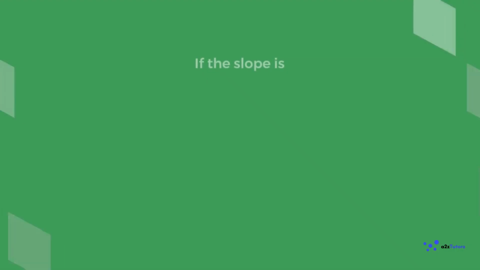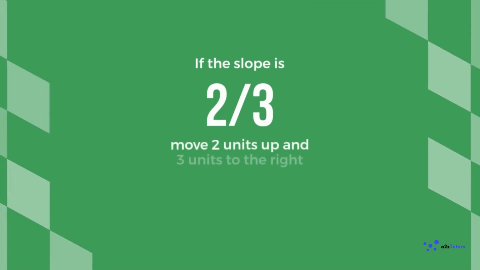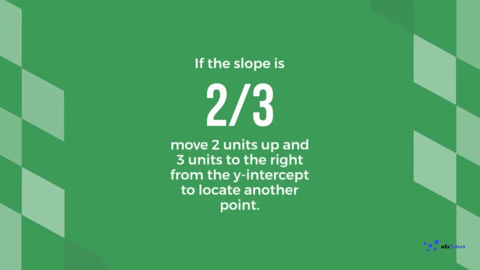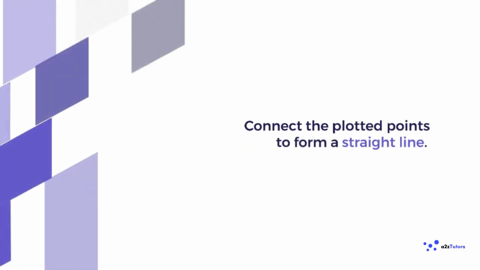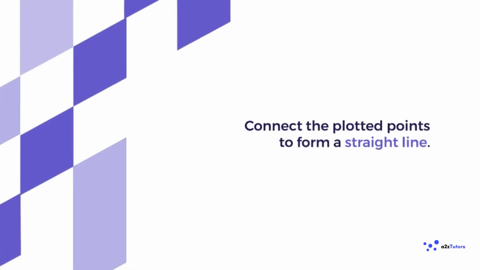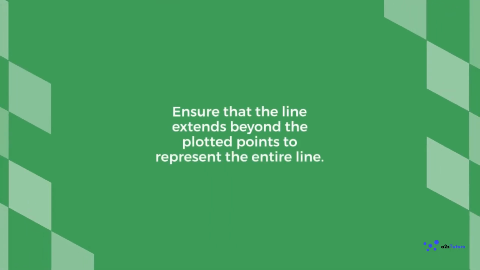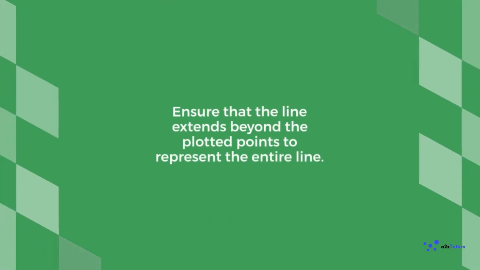For example, if the slope is 2/3, move 2 units up and 3 units to the right from the y-intercept to locate another point. Connect the plotted points to form a straight line. Ensure that the line extends beyond the plotted points to represent the entire line.